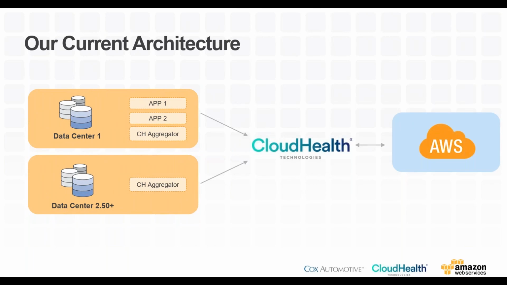So our current architecture, we have our 1 through 50 plus data centers. What we've done is we've deployed the CloudHealth aggregator as a virtual machine in each of our facilities, and then we have our virtual centers that are in those facilities feeding their data into the aggregator, which then feeds it to CloudHealth, which does all the processing and reporting and everything for us.